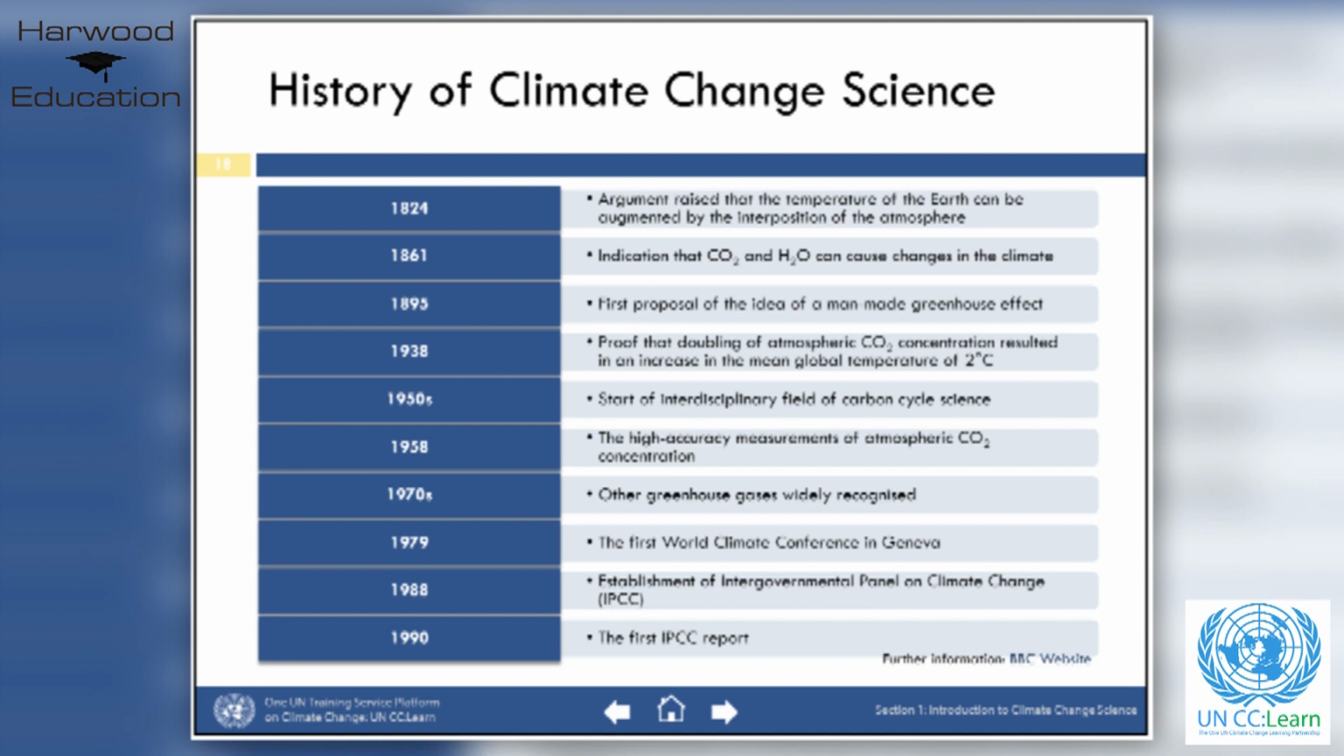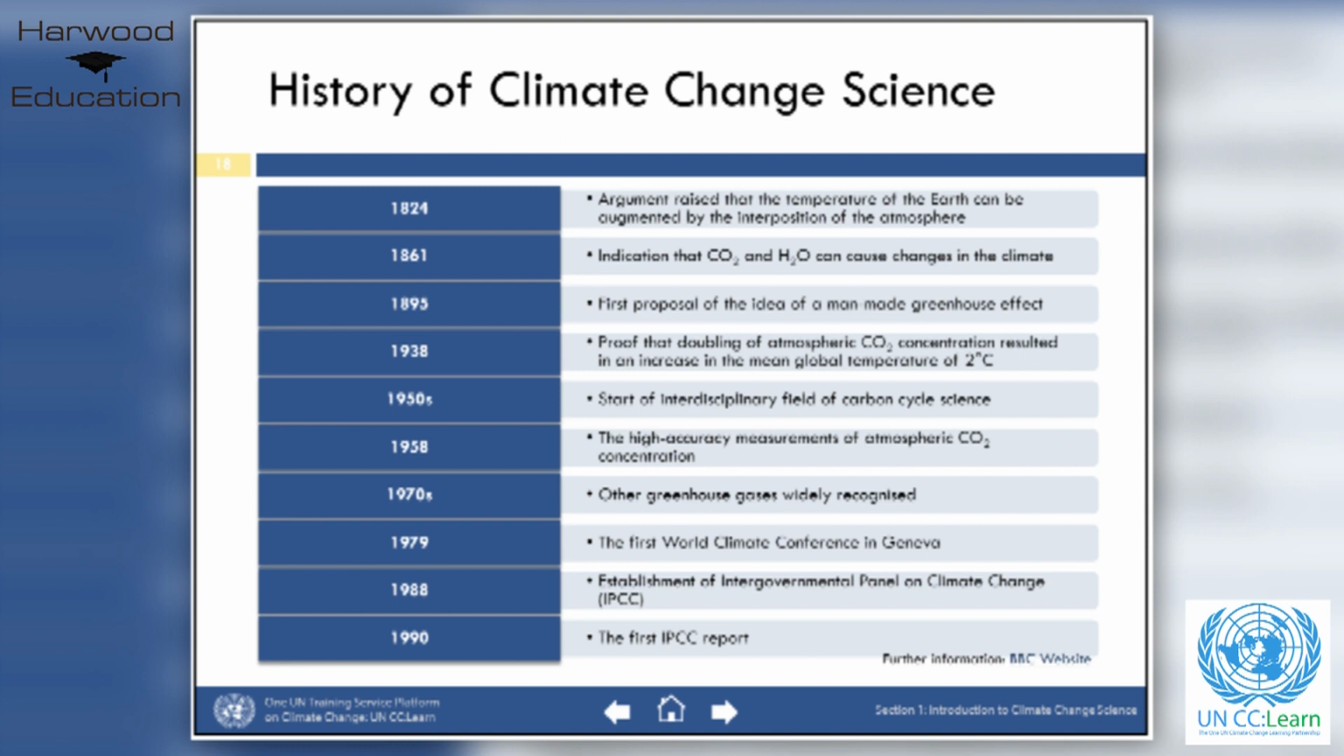During the 1970s, other greenhouse gases, CH4, N2O, and CFCs were widely recognized as important anthropogenic greenhouse gases. And in 1979, the first World Climate Conference was held in Geneva, leading to the establishment of the World Climate Programme. In 1988, the Intergovernmental Panel on Climate Change, IPCC, was set up by the World Meteorological Organization, WMO, and the United Nations Environment Programme, UNEP.